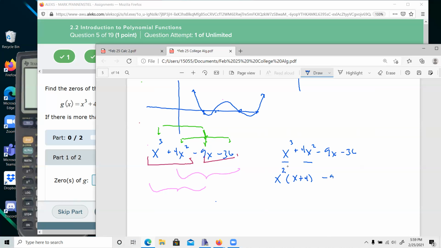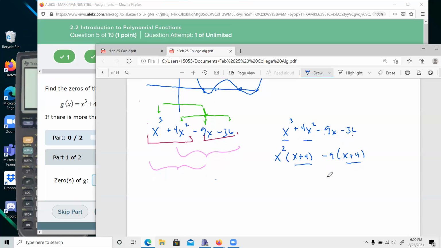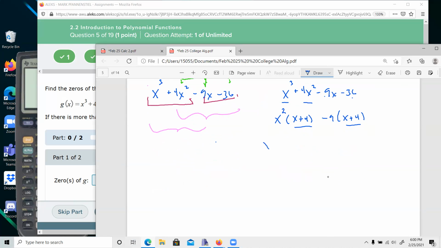And I'm going to pull out a 9 out of the next two terms. And if I pull out a negative 9, it swaps the sign. Then notice we have an x plus 4 here, so that's going to sweep out in front. And then left, we have that. And you say, oh, I could factor x squared minus 9. And here we have a factored polynomial.